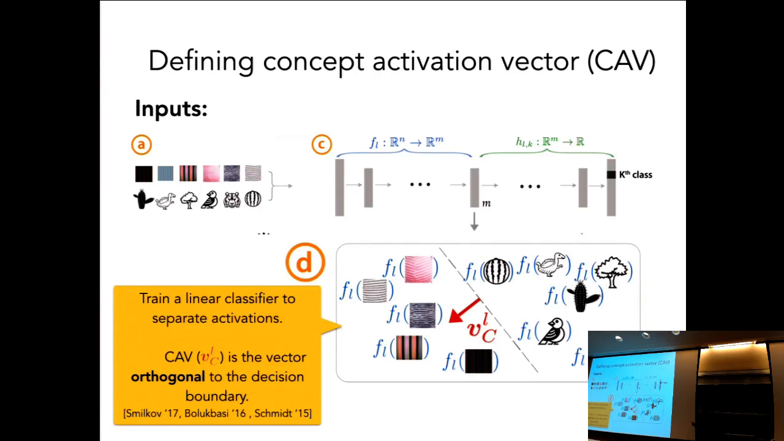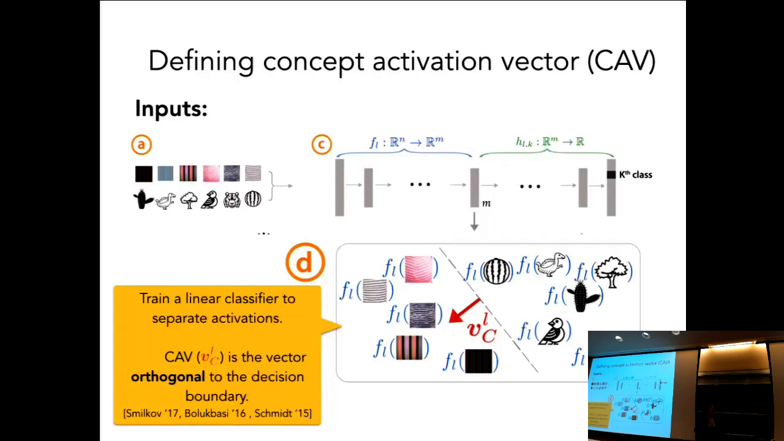We simply train a linear classifier to separate the concept activations, so f of all these concept examples, from random activations. And then the concept vector becomes the one that's orthogonal to this linear classifier's decision boundary. What that vector means is taking all the random images and pulling them towards more and more concept.